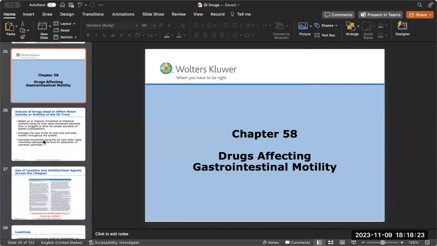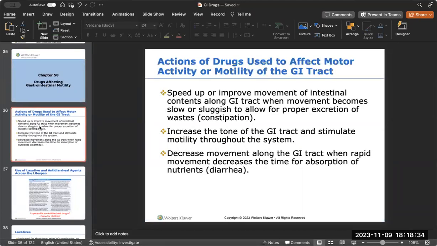So I'm going to go into drugs that affect gastrointestinal motility, or laxatives and antidiarrheals. What I want you to know more or less for these drugs is not as much all of the adverse effects and things like that. It's just more or less recognizing which ones are laxatives, which ones are stool softeners, and what they do, okay?